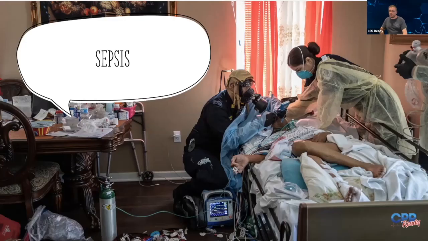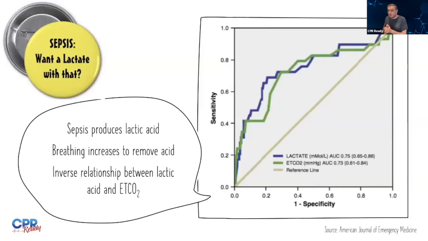All right, let's talk about sepsis. I've got a couple of interesting case uses for capnography now that we have a general idea of just what the waveforms mean. Sepsis is one of my favorite uses for capnography. Sepsis causes a buildup of lactic acid in the body. This results in acidosis that the lungs try to correct by blowing off excess CO2. There's an inverse relationship between lactic acid levels and the amount of CO2 that you're going to measure as an end tidal number. At first, this seems counterintuitive, right?